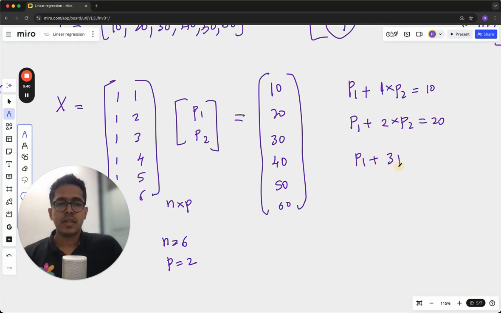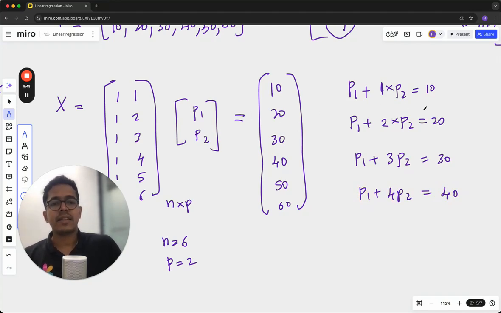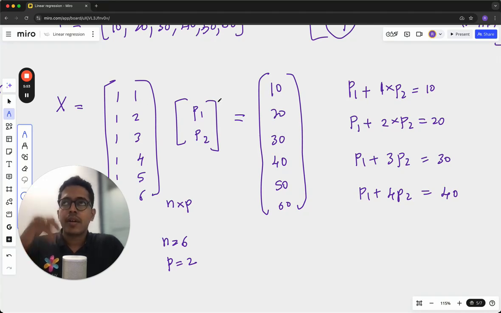P1 plus 3 times p2 equal to 30. P1 plus 4 times p2 equal to 40. So the thing is, we will never get equalities like this. If we are assuming that the data points are falling on a straight line, in general, every single data point will not fall on the straight line.